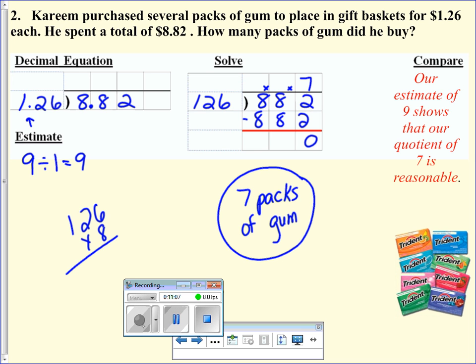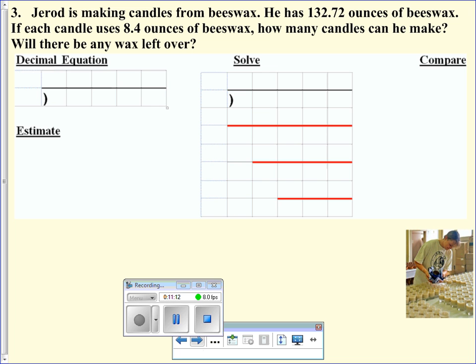Let's take a look at number 3. So Jared is making candles from beeswax. He has 132 and 72 ounces of beeswax. If each candle uses 8 and 4/10 ounces of beeswax, how many candles can he make? Will there be any wax left over? So our decimal equation, let's write it out. So 132 and 72 divided by 8 and 4/10 ounces.